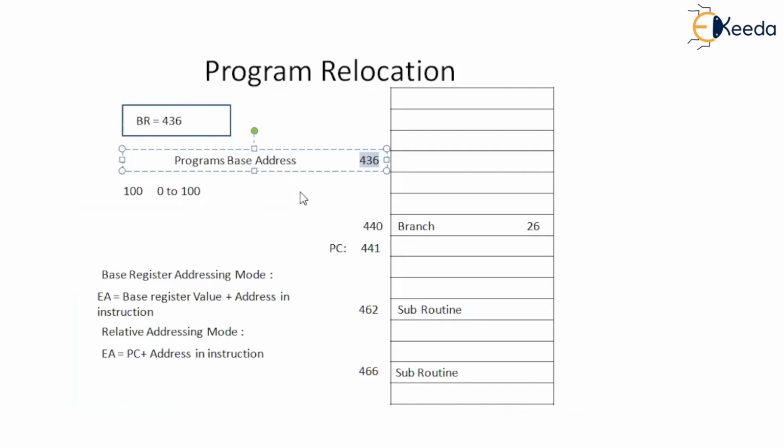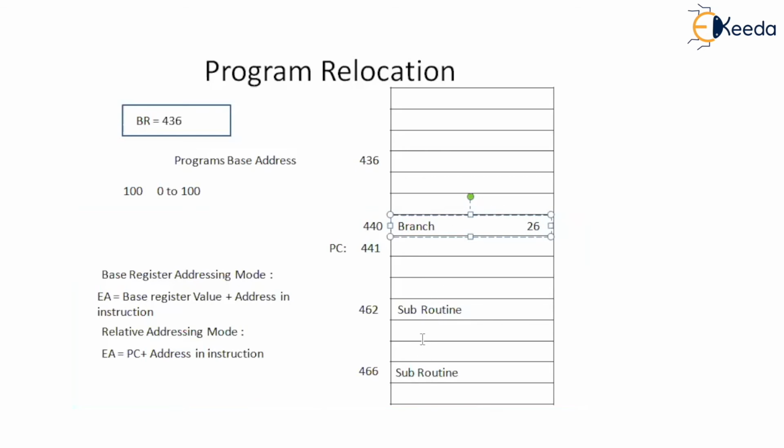The moment the program is getting executed, it will get transferred to the main memory, and the operating system decides the base address, that is 436, from which the program is loaded. Now, this is the 5th instruction of the program. In the 5th instruction, you want to branch to the 26th instruction within your program.